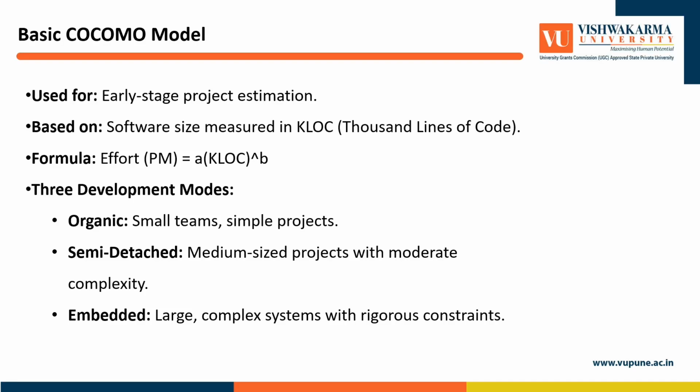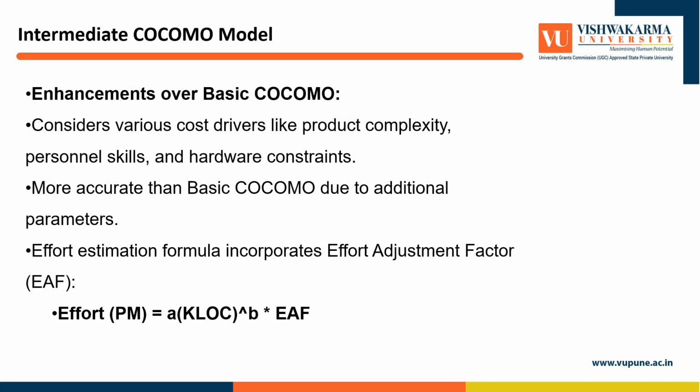Intermediate Cocomo. The intermediate Cocomo model builds on the basic one by adding 15 cost drivers such as product complexity, team experience, and tool usage. This allows it to adjust the effort more accurately based on real-world factors. For example, if the team is highly experienced or using powerful tools, the estimated effort may be reduced. It's a great balance between usability and accuracy.